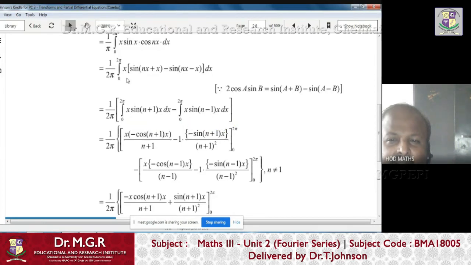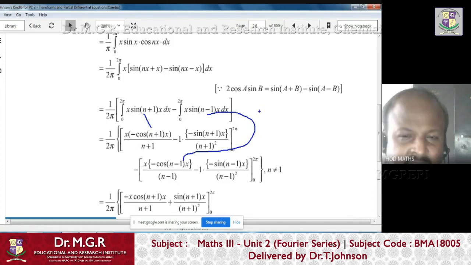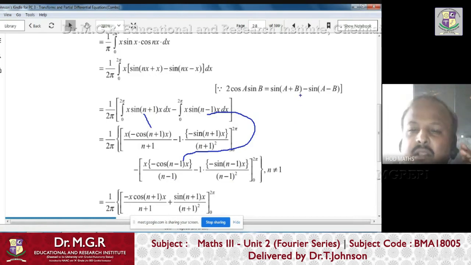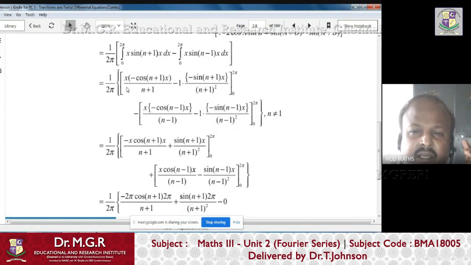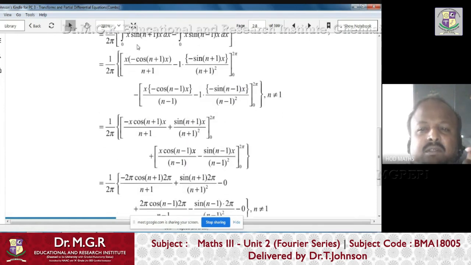So we stop here. This is the formula for evaluating x into sine n plus 1 of x using the Bernoulli's formula. Similarly, x into sine n minus 1 of x can be done with this representation, but the idea is the same: u v1 minus u dash v2. The only thing is here it is sine n plus 1, so n plus 1, n plus 1, and here sine n minus 1, so n minus 1, n minus 1. All these are simple integration methods, but anyway, I'll explain step by step.